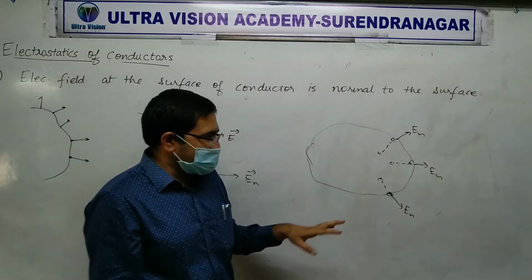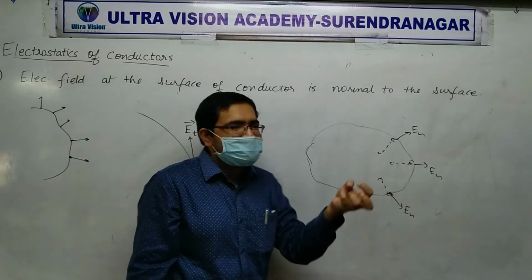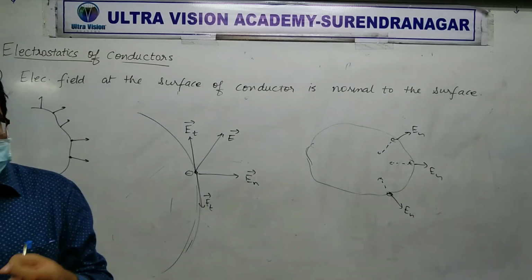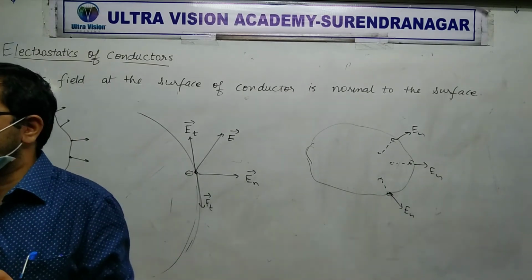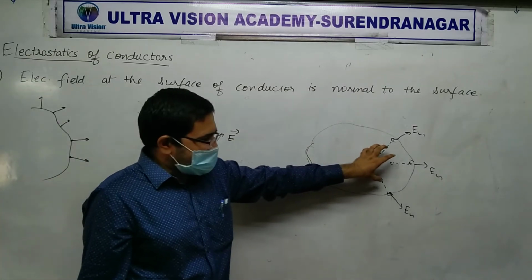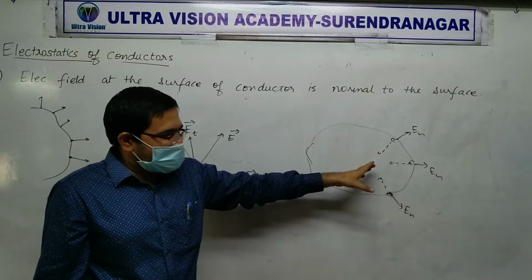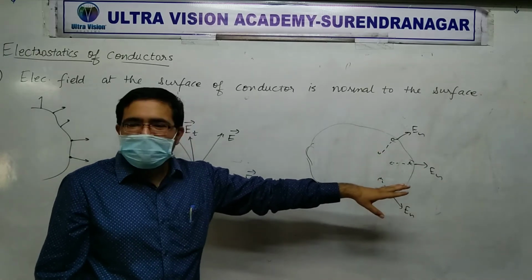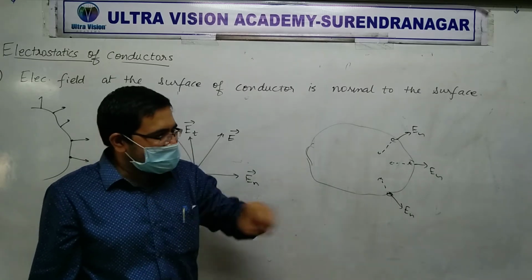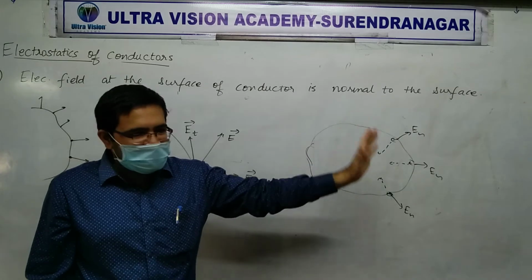One simple reason is that electrons cannot come together towards each other on their own. Someone has to force them from the outside. On their own, these electrons cannot come close. They will repel. So even if E normal is there, electrons will not go inwards. They will just stick to the surface. They will remain on the surface.